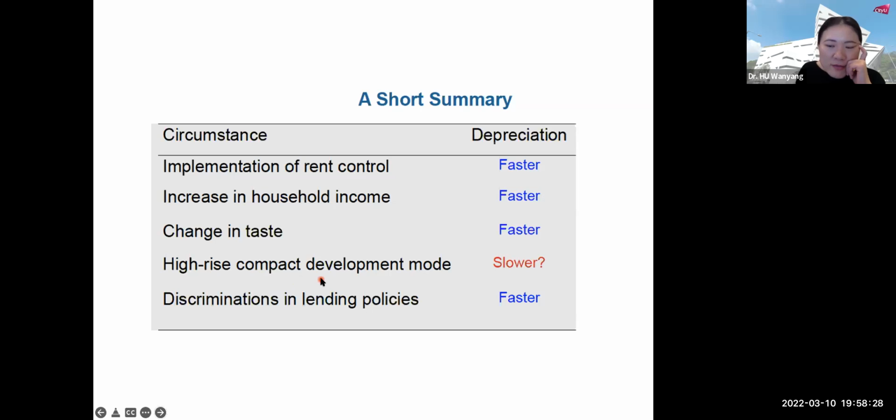And the high-rise compact development mode. So we mentioned that because of the ownership fragmentation, it is very difficult to redevelop those areas, so it actually slows down the depreciation a little bit. And lastly is the discrimination in lending policies: because of the small demand due to the limited financing options, the depreciation will be faster. Okay, so these are a few real-world circumstances that will affect depreciation. The reason that I expand on this is that how we determine the depreciation rate will affect the relationship between C and S.